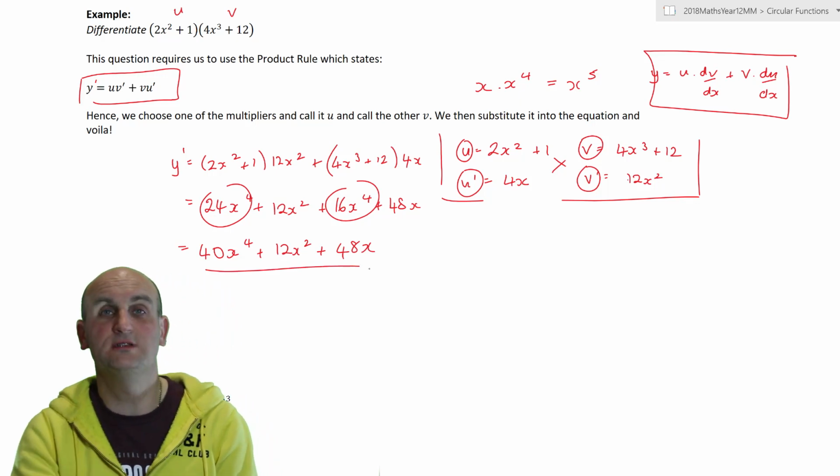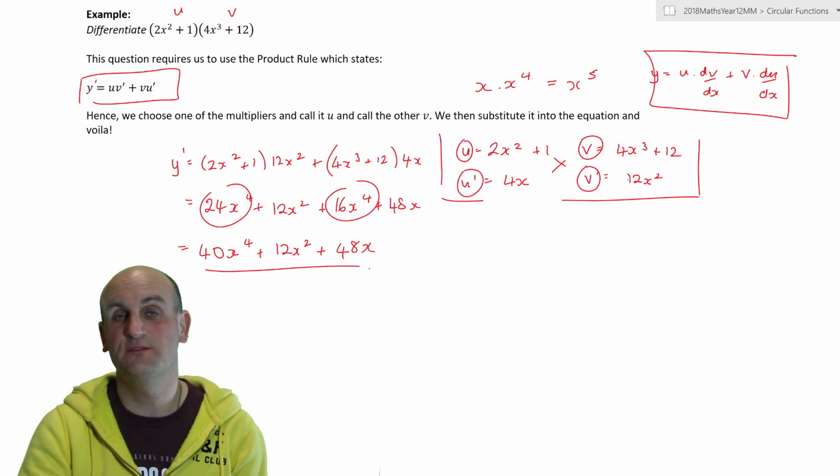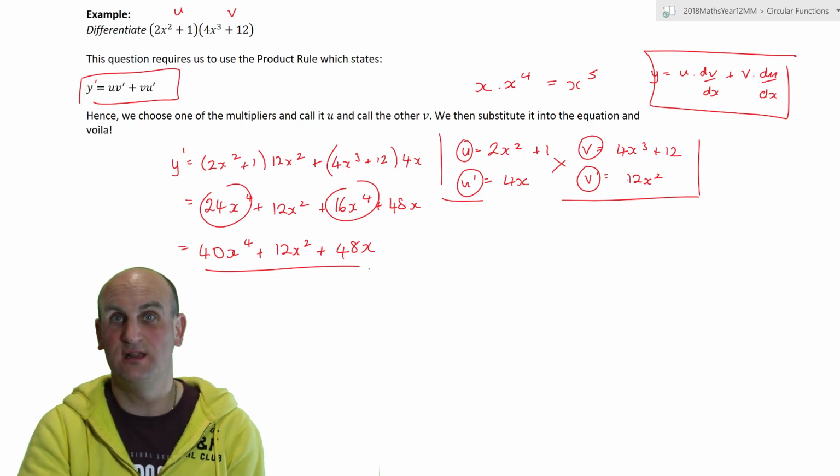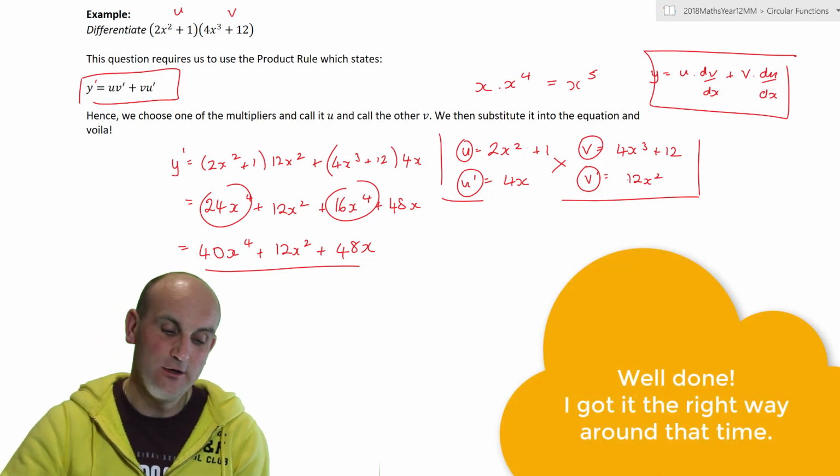Now that was the process. In this situation, it might actually have been quicker to do my FOIL, first, outside, inside, last, and then differentiate the individual terms, but not in this one.